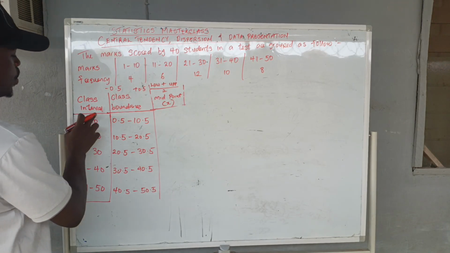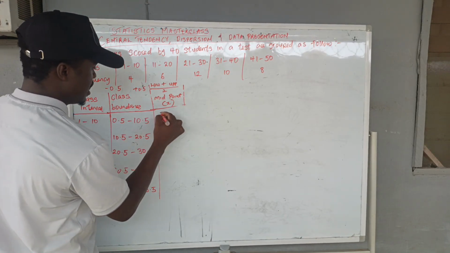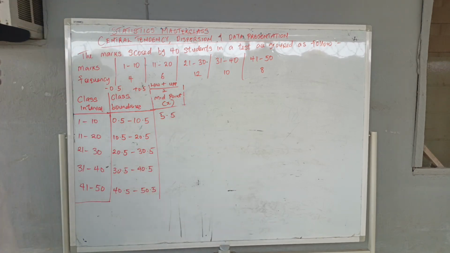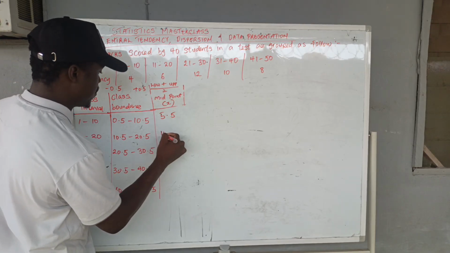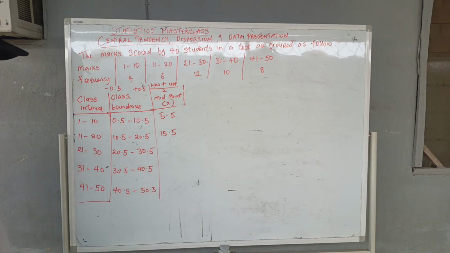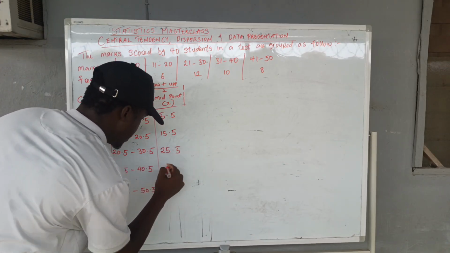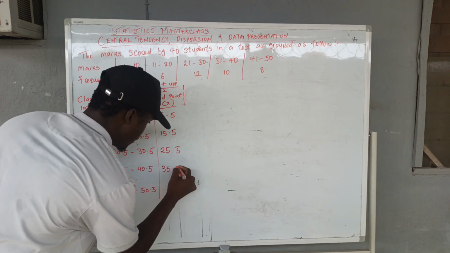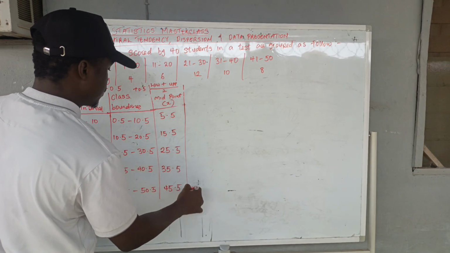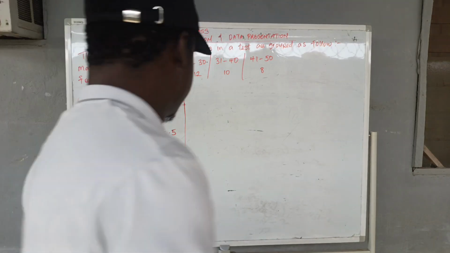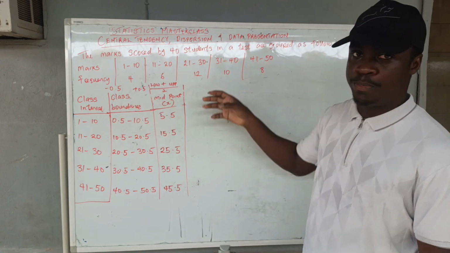So 1 plus 10 gives me 11, and if I divide 11 by 2, it gives me 5.5. If I do this one as well, this gives me 15.5. The next one gives us 25.5, 35.5, and 45.5. Now we have our class interval, our class boundaries, and our midpoint.